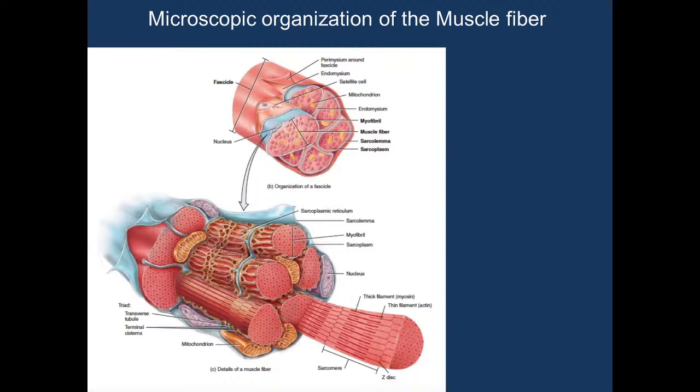You see, inside of each myofibril, you see different components, and some of them are dark, like here, and some of them are white. That's why we see the muscle fibers striped. This is a typical feature of skeletal muscle tissue.